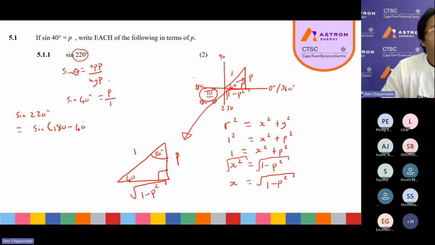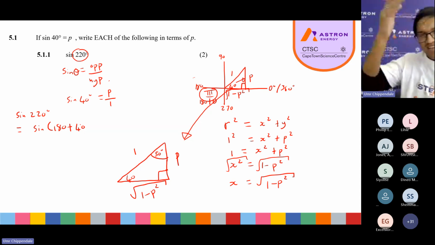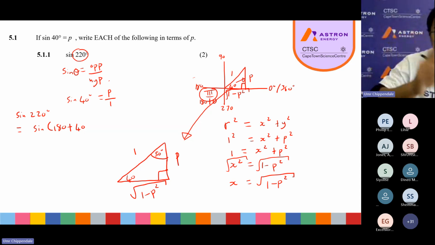Oh, sorry, plus. Sorry about that. This is going to be plus because over here also was plus. Yes, sorry about that. I was subtracting the 180 from the 220. But anyway, 180 plus 40 will give us this, right?